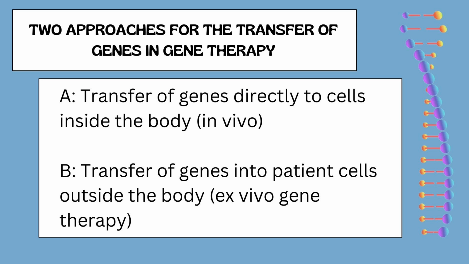What is in vivo gene therapy? In vivo gene therapy refers to gene therapy administered directly into the body of a living organism. The therapeutic gene is delivered to the target cells within the patient's body, as opposed to ex vivo gene therapy, where cells are removed, modified outside the body, and then reintroduced.